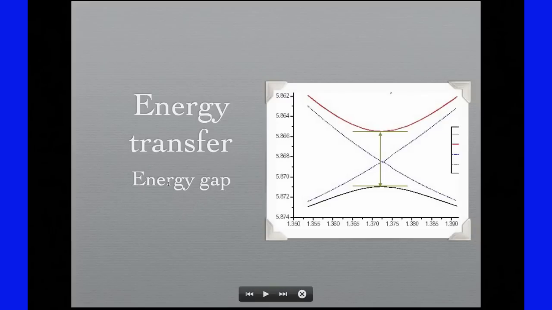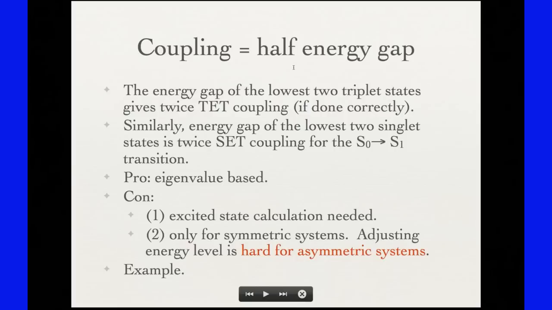Okay. So the energy transfer coupling can again be obtained by three different strategies. One is the energy gap. It's the same idea as before: if you obtain the two state energies, then half the energy gap may give you the coupling. This will be particularly useful for your triplet states. Singlet states are also possible, and people do that also.